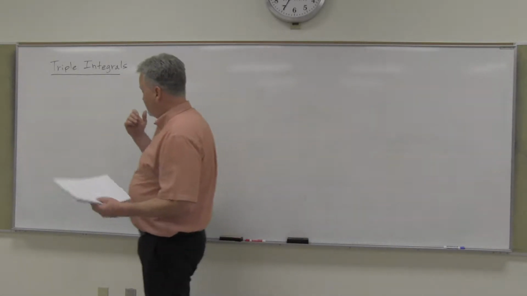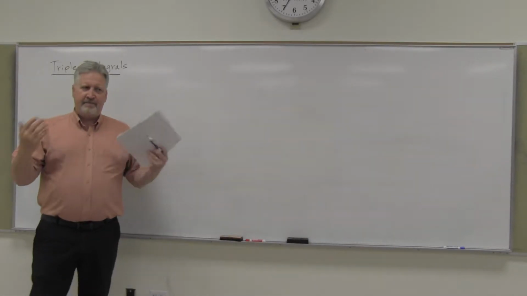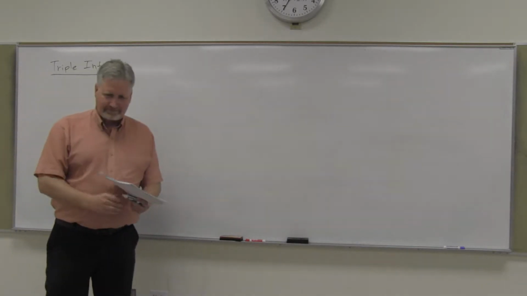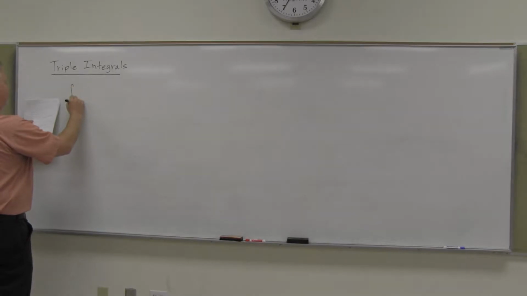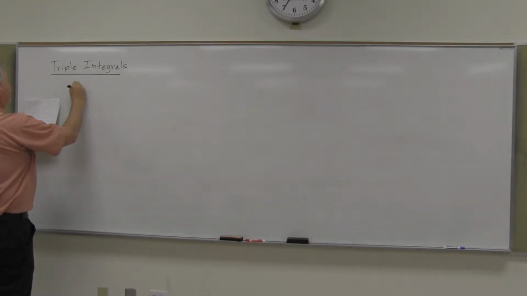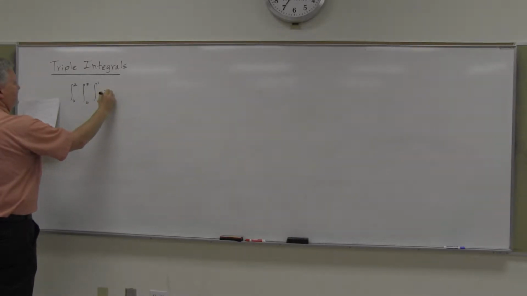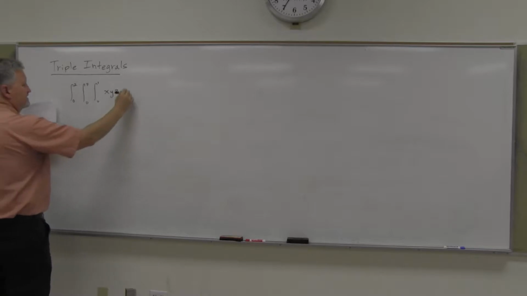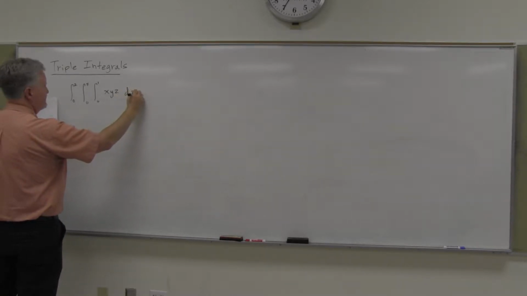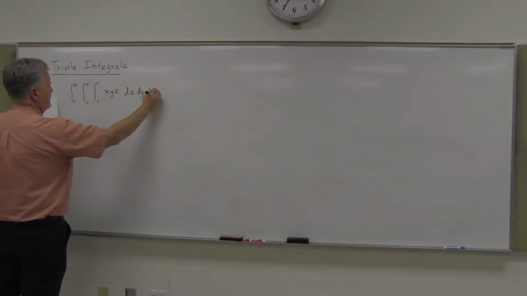Yeah, okay, so if we bump up to a triple integral, let me just write one out here. All right, 0 to 2, 0 to 3, 0 to 1, and kind of easy on ourselves: xyz dz dy dx.